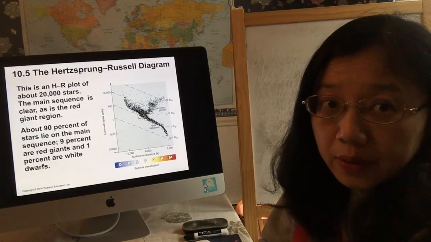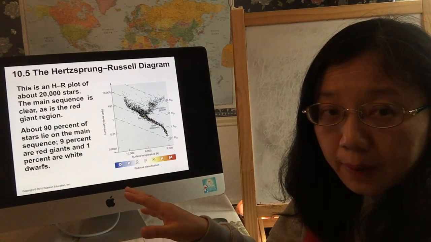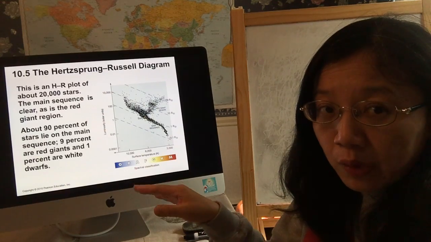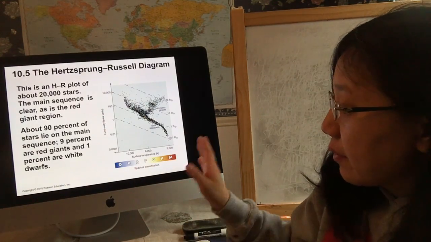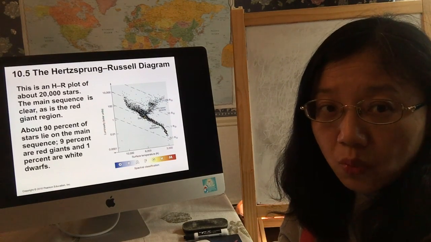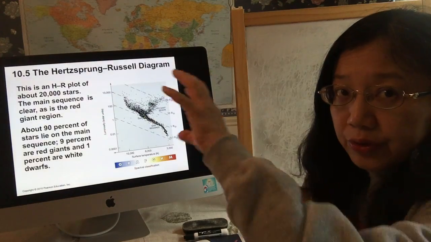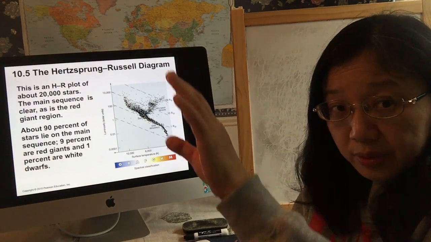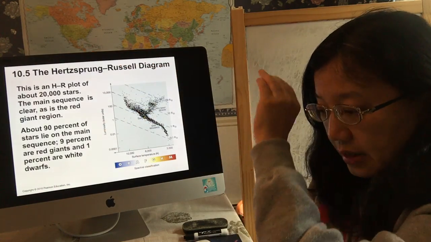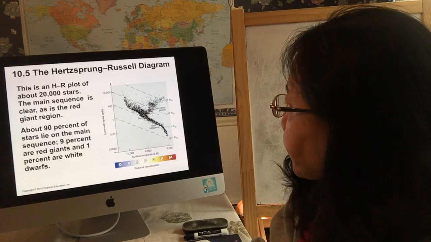And next chapter, we are going to use the HR diagram to talk about the life cycle of a star, and we will see more about the HR diagram. But for this chapter, we just start to get familiar with the HR diagram, and you need to know where the main sequence star is located, where the blue giant, red giant, white dwarf, and red dwarf are located.